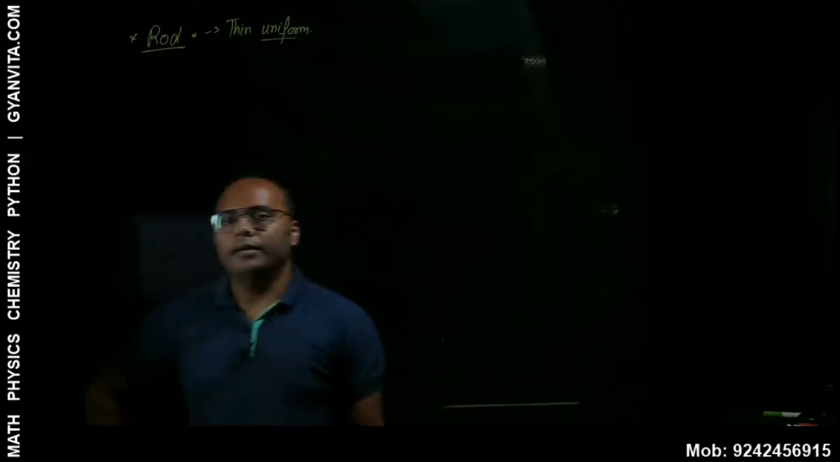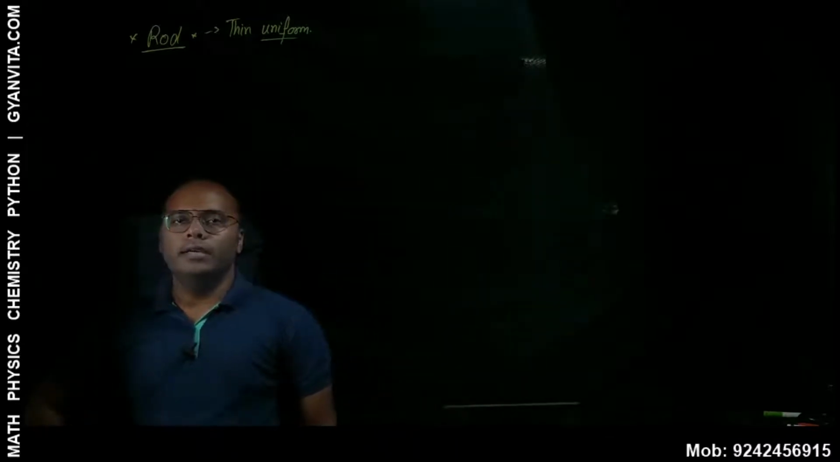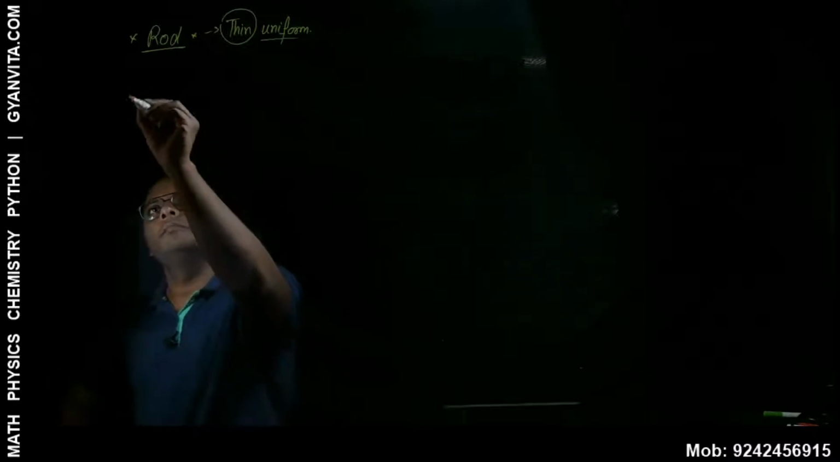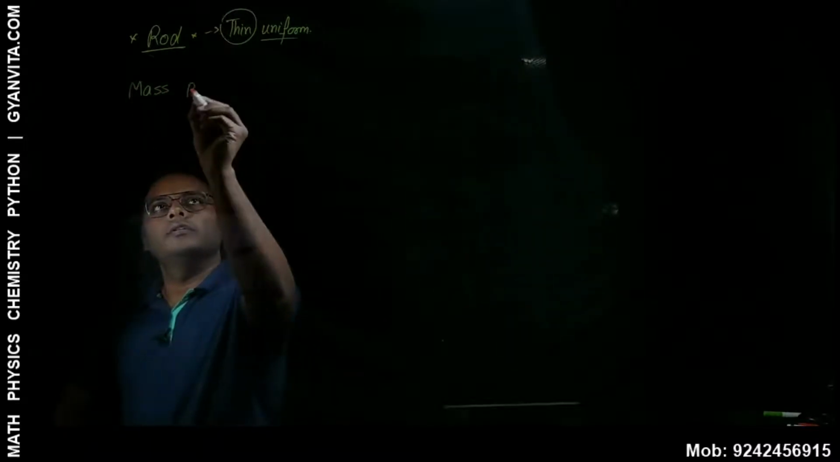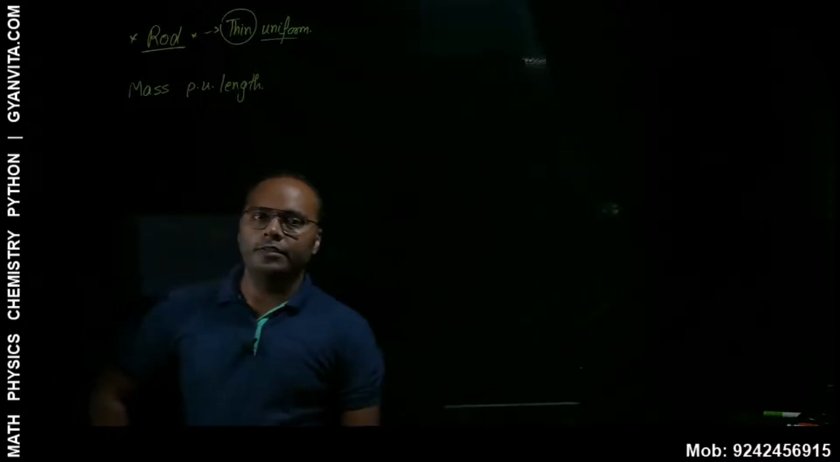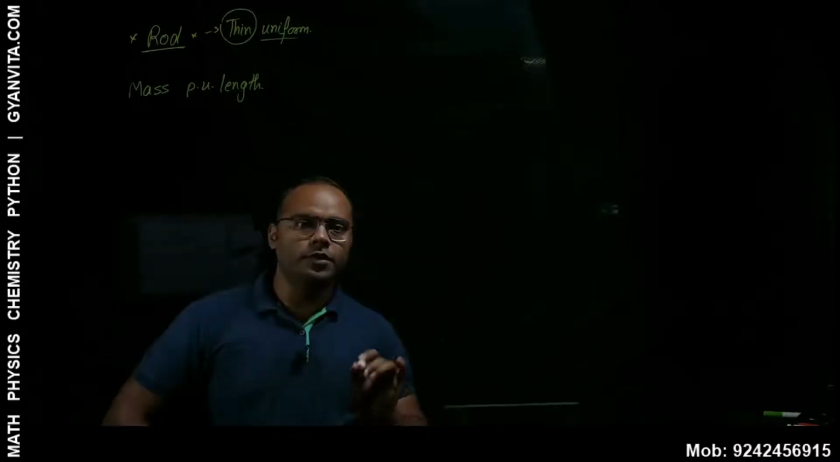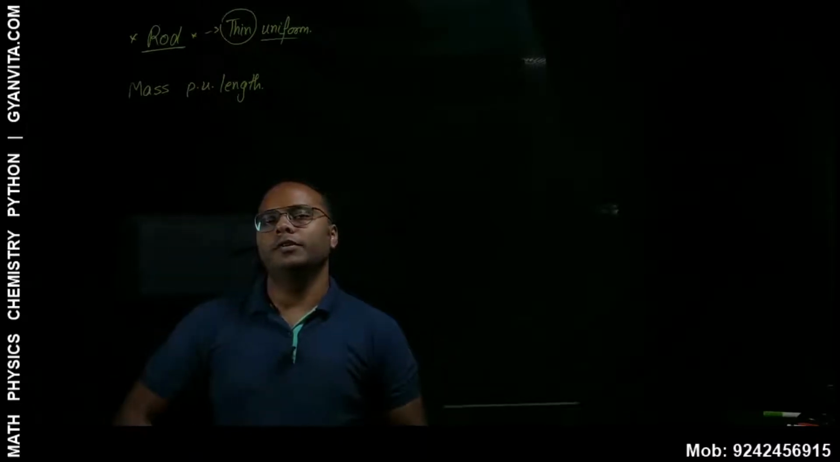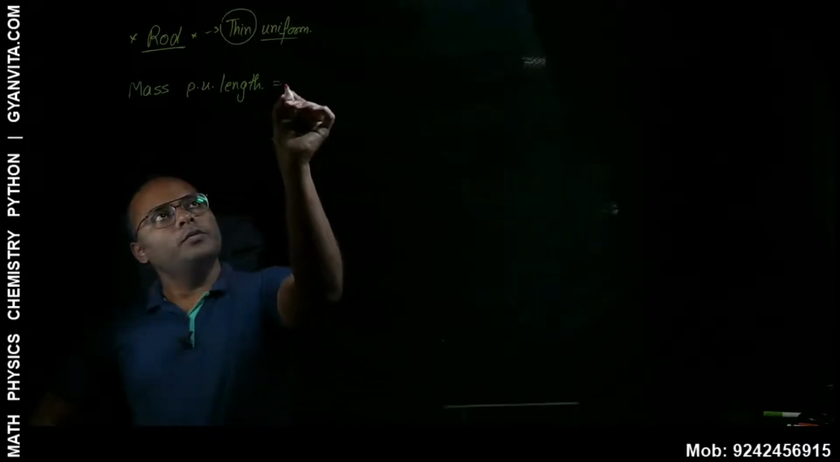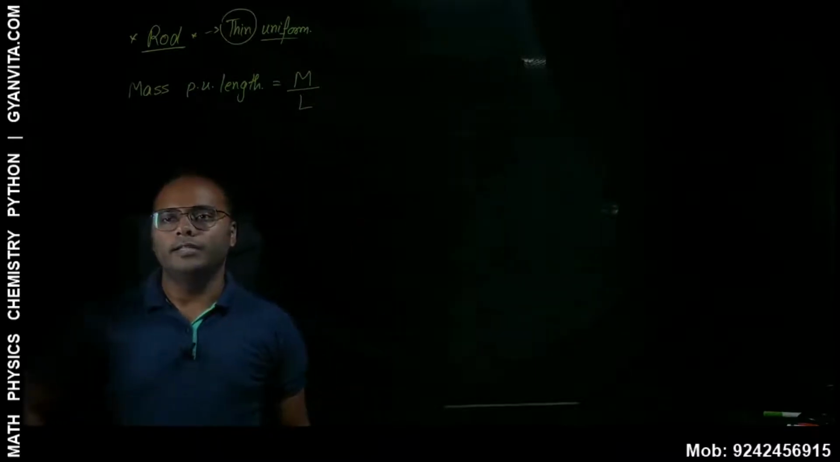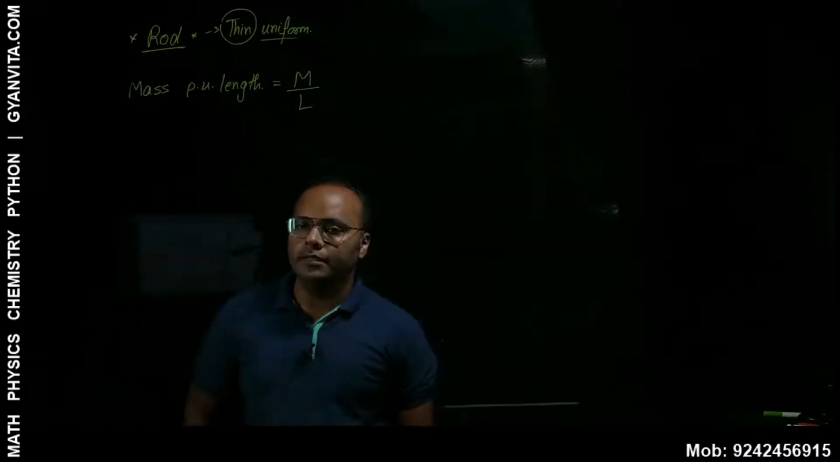As soon as I see the word thin, I have to neglect the other dimensions and consider only mass per unit length. Just like in our previous example of the disk, we took mass per unit area, and in the ring we took mass per unit length. Here also we are taking mass per unit length. If the total mass of the rod is m and the length is L, then this will be m divided by L.